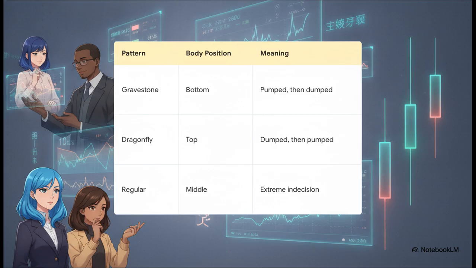The gravestone doji has the tiny body at the very bottom, meaning price pumped massively but came right back down to where it started. The dragonfly doji has the body at the top, meaning it dumped massively but buyers pushed it all the way back up. And the regular doji has the body right smack in the middle. All three of these show that despite massive intra-hour pumps or dumps, the price ended right back where it started. Total indecision by the traders.